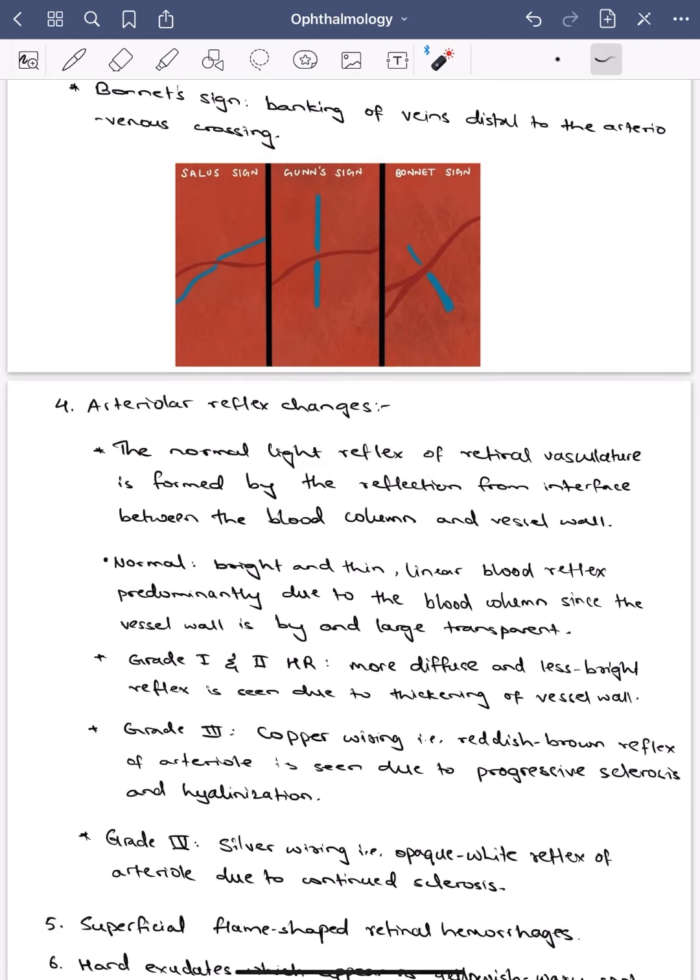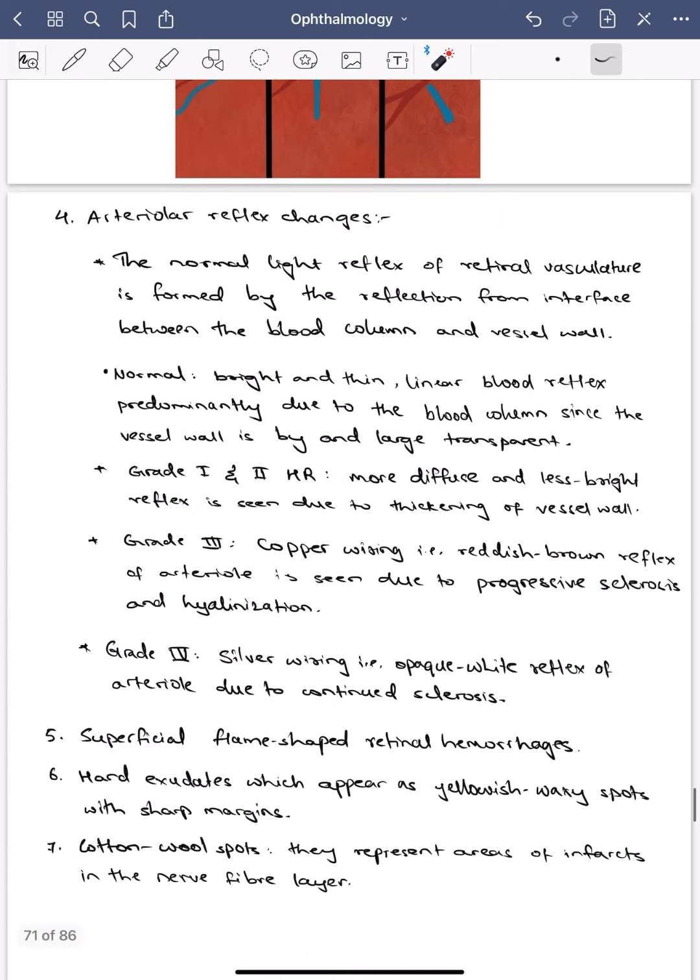In Salus sign, there is deflection of the veins at the arteriovenous crossing. In Gunn's sign, there is tapering of the veins at the arteriovenous crossing, and in Bonnet's sign, there is banking of the veins. So this is about arteriovenous nicking. Now the fourth clinical feature is arteriolar reflex changes.